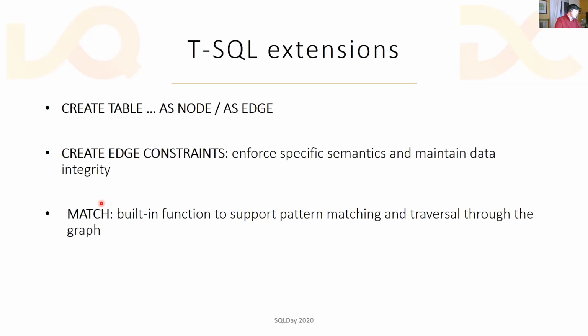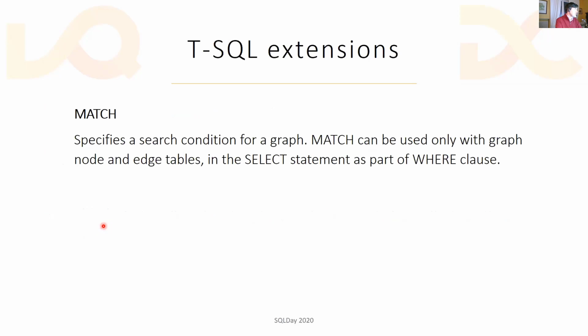And the most important clause is the MATCH. This is a new function suited for querying graph data. So when you are using a match, you are specifying a search condition. It's a part of a where clause, and it can be only used when there is a node or edge table.